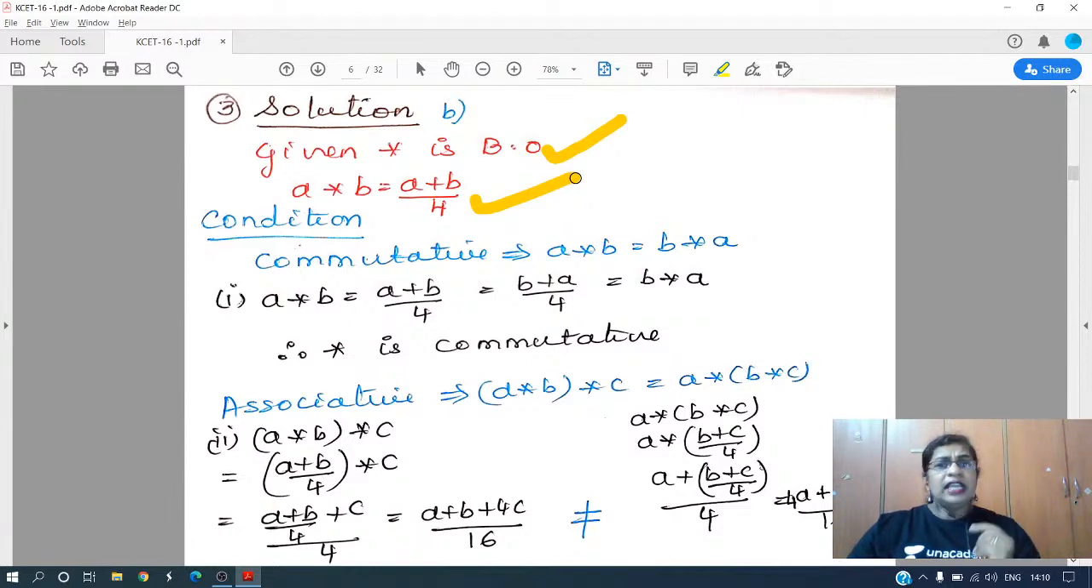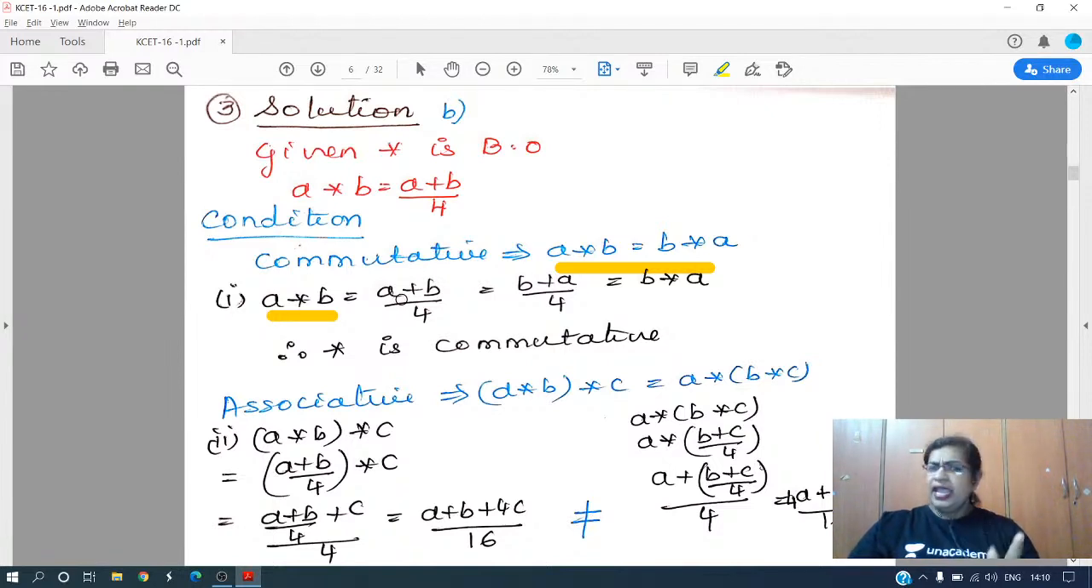Okay, so now let us check the condition for commutative. The condition for commutative is A star B is equal to B star A. So if I have to check whether it is commutative, I need to check this A star B is equal to B star A. That means I have to use the definition provided in the question. Let me start with A star B. A star B is nothing but (A plus B) by 4. That is given in the question.